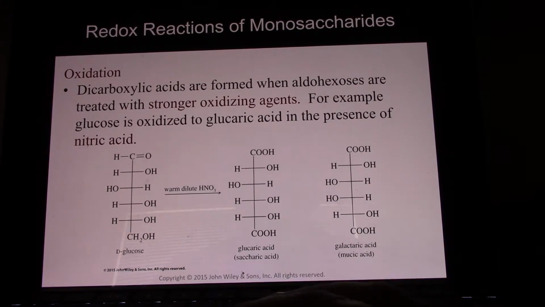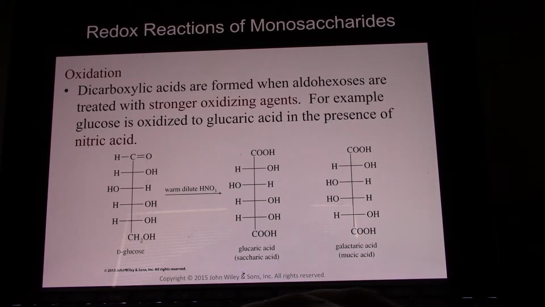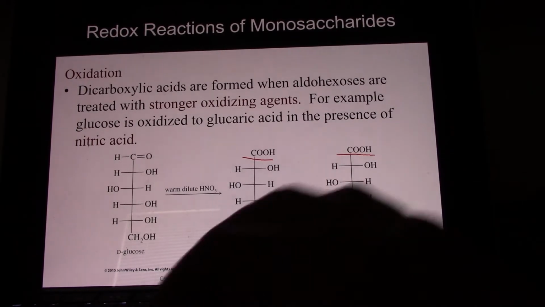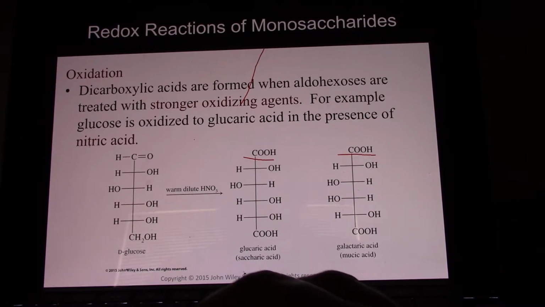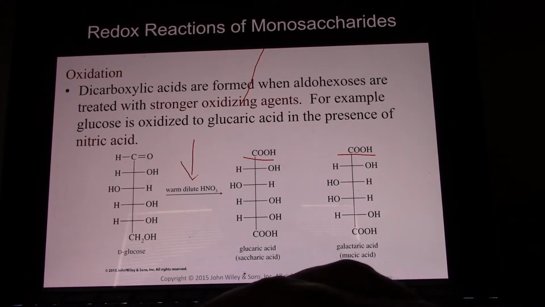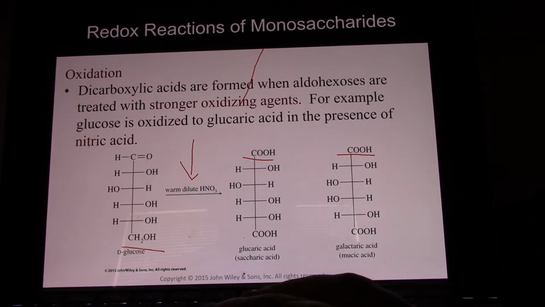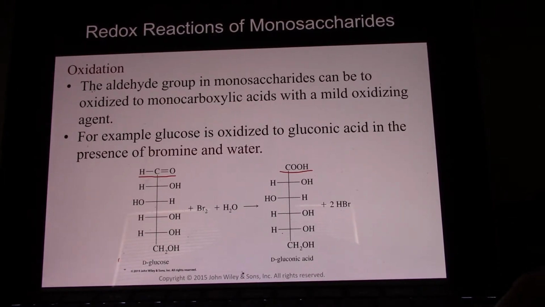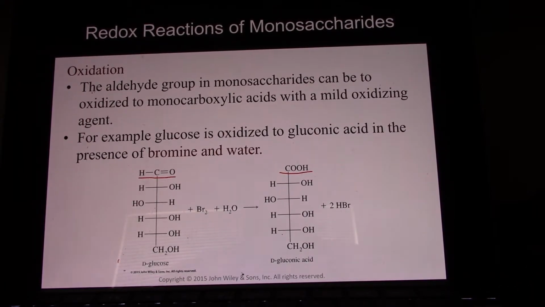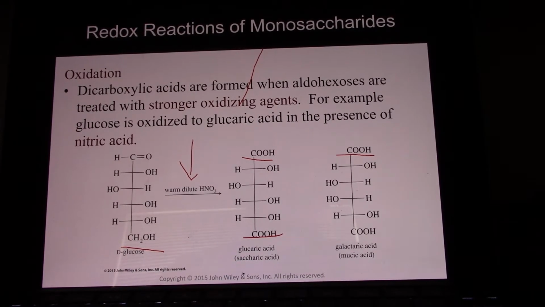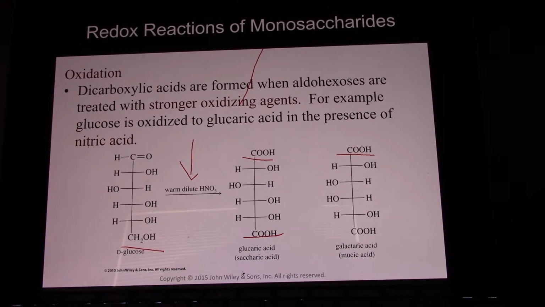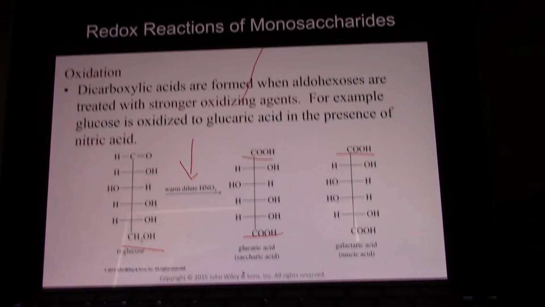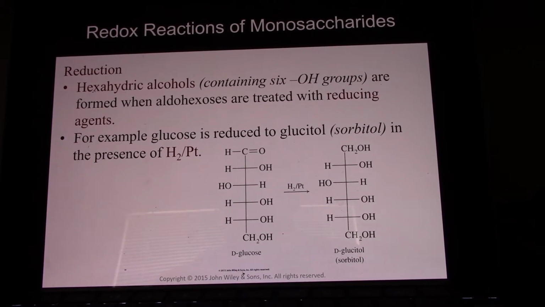And here we see a little warm dilute nitric acid, and we oxidize the aldehyde very easily. Here, because this is a little bit stronger than just the bromine in water, we get a dicarboxylic acid. Notice the bottom alcohol is also oxidized, whereas with the bromine in water, you only oxidize the aldehyde moiety. With the warm dilute nitric acid, we oxidize both groups, the aldehyde and the primary alcohol, to get a dicarboxylic acid, which is synthetically useful in chemistry.